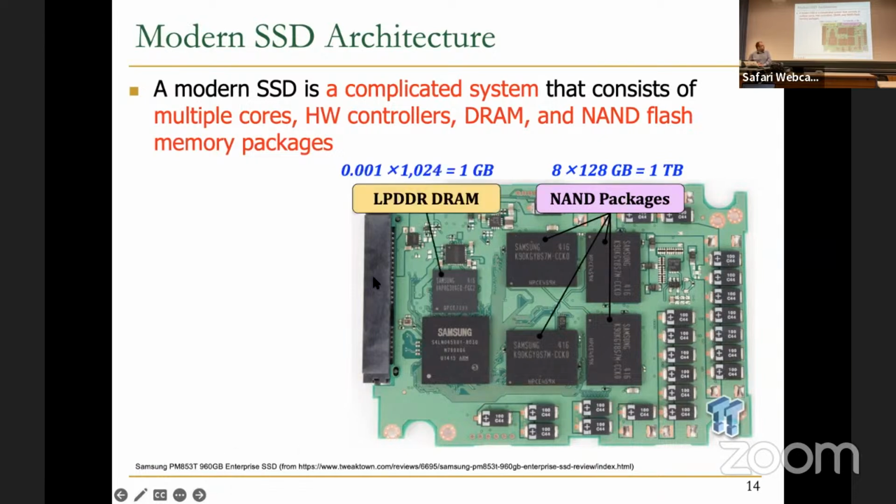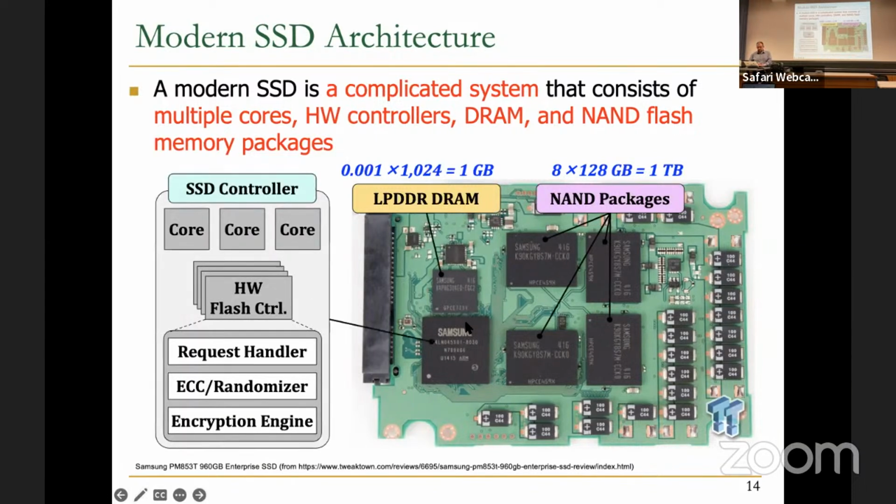We also have LPDDR DRAM that you can see here, and this SSD controller, which has several cores, here 3 cores, for example, and there are also some hardware flash controllers. Each flash controller does request handling, ECC and randomizing, and also has an encryption engine. We're going to learn about all these modules in this lecture.